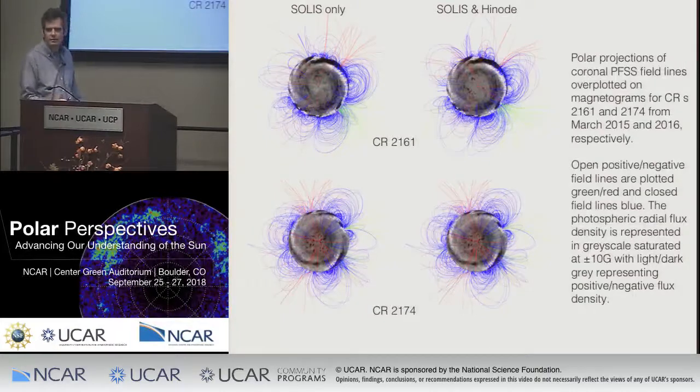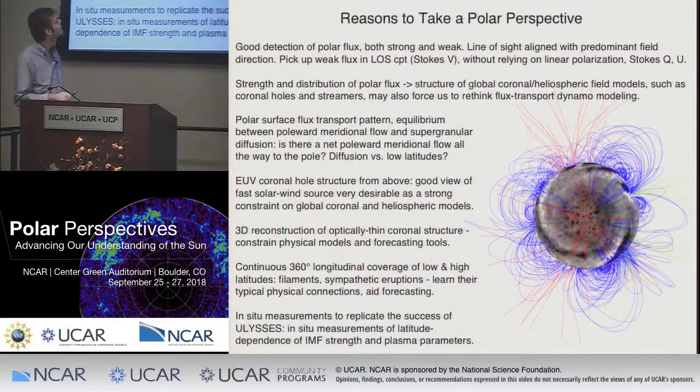Just a signal vanishing and then reappearing. So the final slide, I just tried to compile a few reasons to take a polar perspective. Made a few of these points already. So we need to pick up the weak flux as well as the strong, and this seems to be very hard to do from the Earth's vantage point, because from Earth we're relying on Stokes Q and U, the linear polarization. It's much harder to get good signal to noise from these measurements than from a line of sight observation, which we could arrange from the pole, from a polar vantage point.